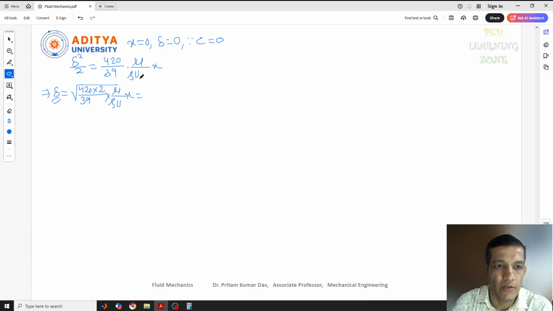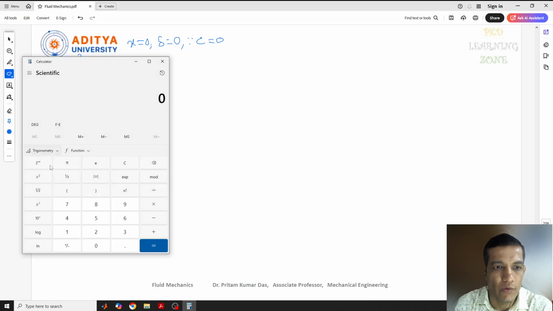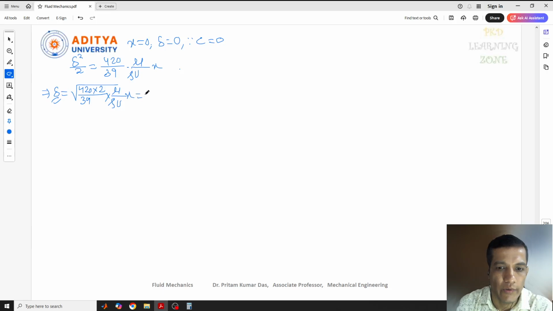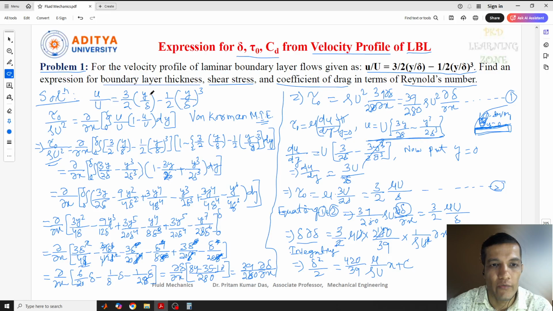So 420 into 2, that is 840. So 840 divided by 39, and root over of this is 4.64. So you can write, we got 4.64, and this is root over of mu into x by rho u. Now we got this value, this is final, but what is given in the question, we need to find out this boundary layer thickness in terms of Reynolds number.